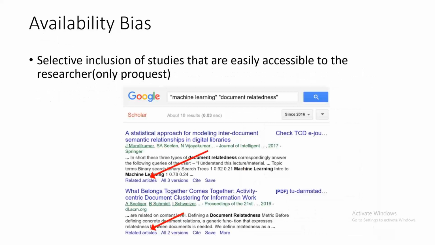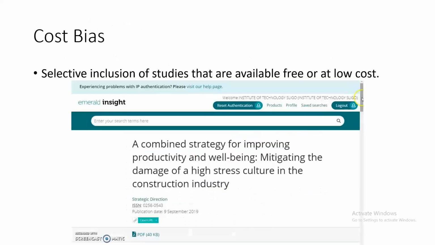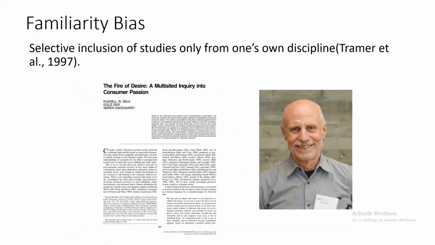There's a bias of studies which are easily accessible. So for example, there's a PDF file which is easily accessible. I tend to take those rather than those which are paid, or for which I'll have to go to MDI Gurgaon and get them downloaded. So there's a bias towards easily accessible databases. There's a bias of studies which are available at a low cost that I've shown.